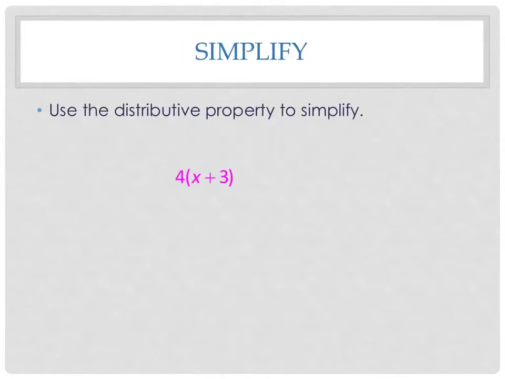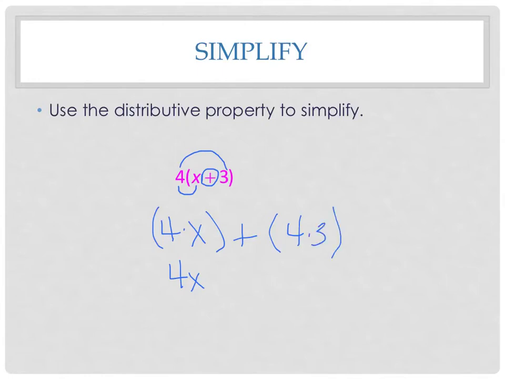So let's review the distributive property again. If I want to take 4 times the quantity x plus 3, we learned that we're going to take 4 times x to get 4x. And then we're going to see that we have a plus sign. And then we're going to take 4 times 3, which is going to give us 12. So our answer, in a more simplistic way, after distributing, I would get the monomial 4x plus 12.